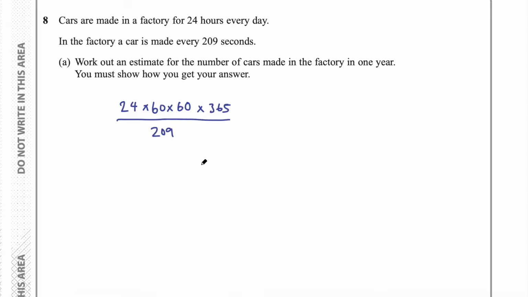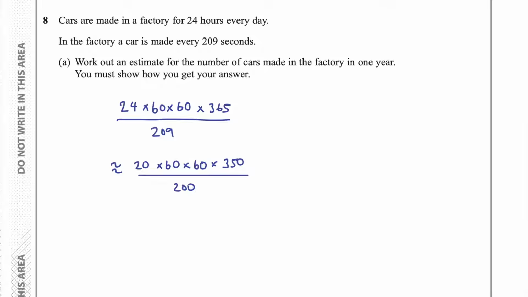So that would take a while to work out on paper. So we'd want to use an estimate to get to a rough answer fairly quickly. So what can we do with these numbers to round them off and make them easier to work with? Well, we could round 24 to 20, and 60, they could stay the same. 365, you could round that to 350 or 400. I'm going to go with 350. And then 209, I think most people would probably round that to 200.